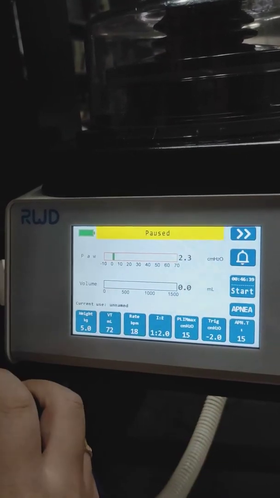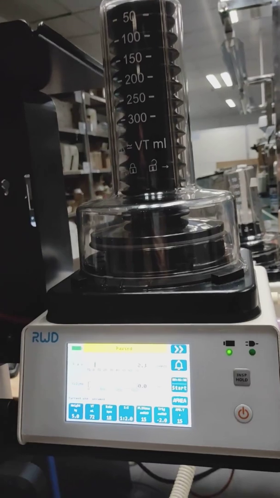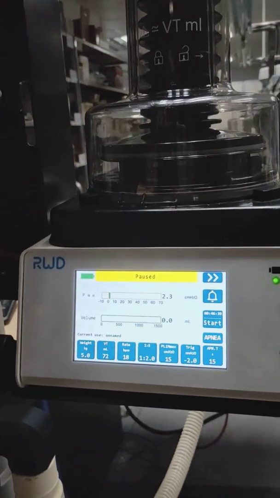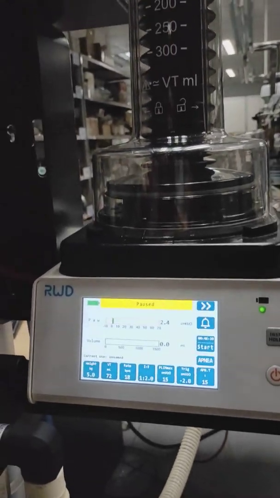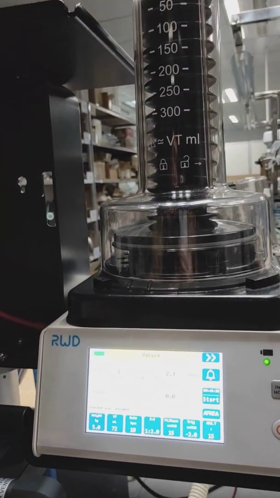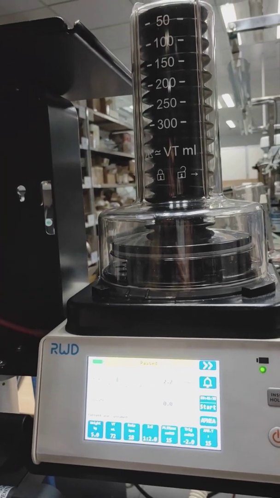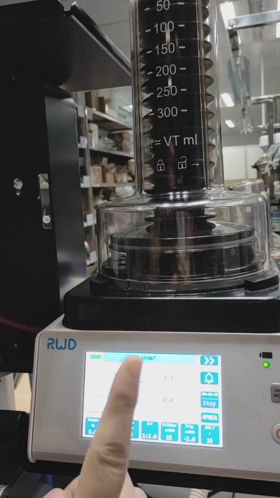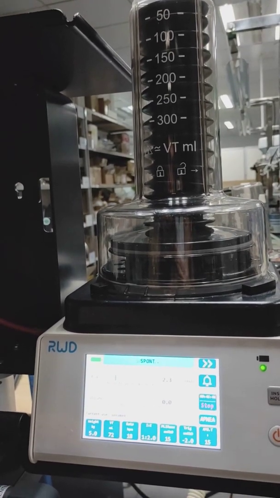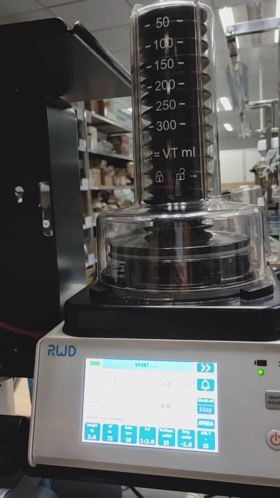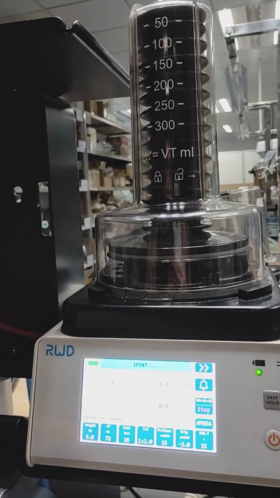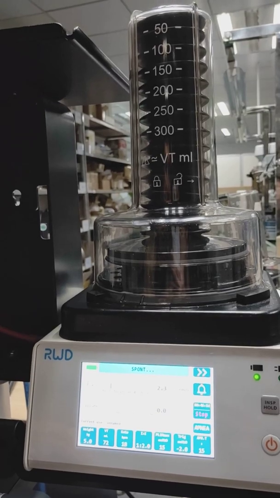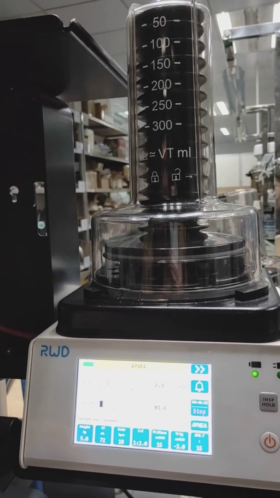Let's see, okay, start now. There's no animal here, so there's no breathing. So after 15 seconds, the ventilator will be activated. Oh, it's not starting. Yeah, I'm sorry, I forgot. Now after 15 seconds, it will be activated. Okay, we can see.